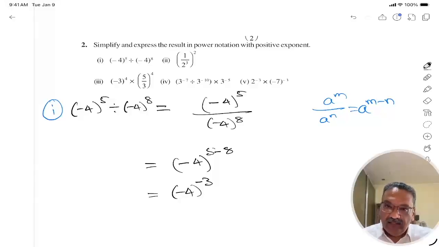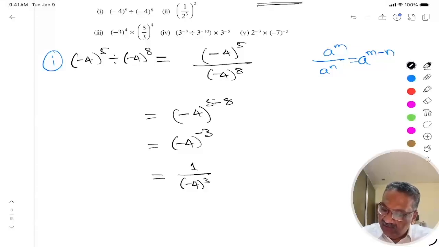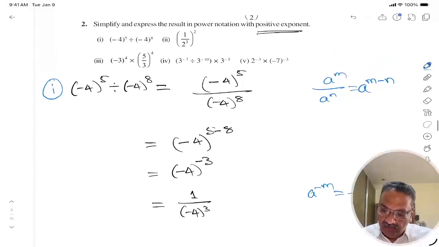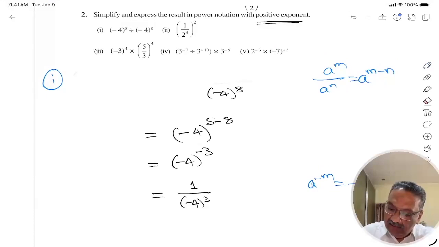They want the exponent to be positive. What should the exponent be? Positive. Here what is there? Negative. So this becomes 1 by minus 4 to the power of 3, because what formula are we using here, a to the power of minus m is equal to 1 by a to the power of m. So let's go to the second one. Second one, what does it say?